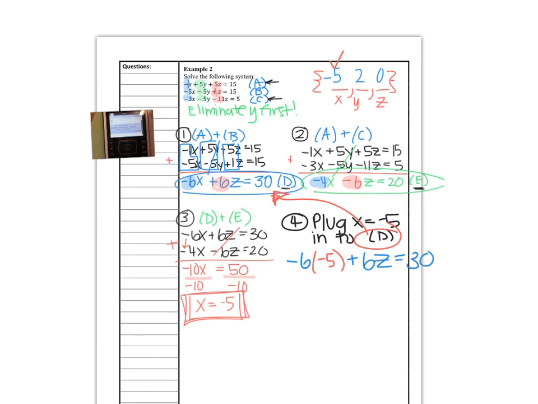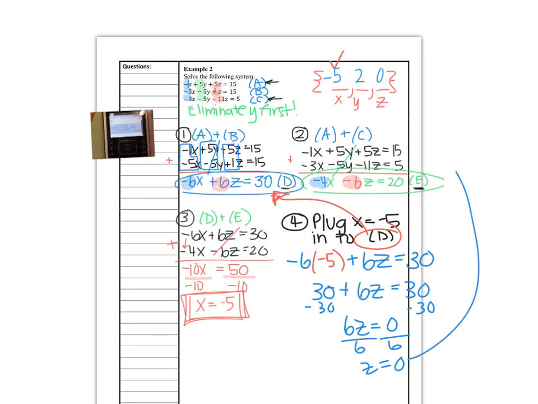So we're going to solve this real quick. This is a positive 30 plus 6z equals 30. Subtract the 30 from both sides. And now we have 6z equals 0. Divide by 6. And so z equals 0. And before I box that in, I want to double check, is that correct according to my solution? Yes. So we're doing good so far. We've got 2 answers. We need the third.